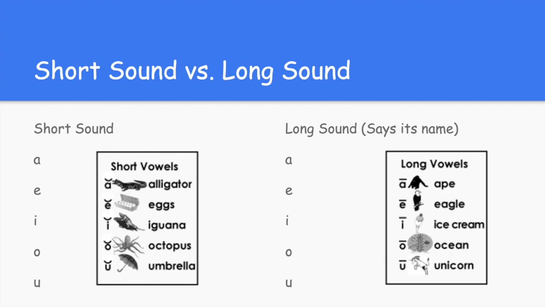Today we're going to talk about a different sound that these letters can make. This is the long sound of the vowels, where the vowels say their name. So that's like in ape, where the A says its name. And in eagle, the E says its name. And the I in ice cream says its name. And the O in ocean says its name. And so does the U in unicorn.